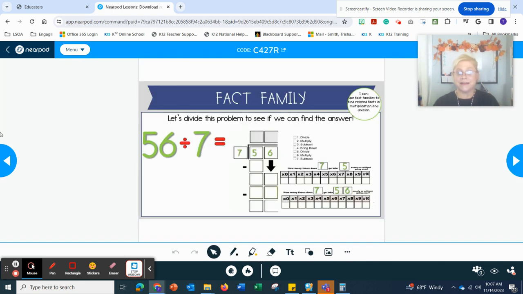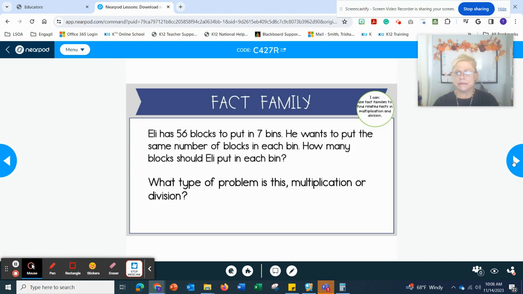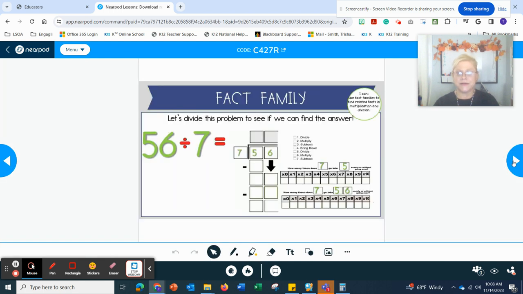So what happened? We skipped a slide. I don't know what happened to the slide. Nearpod is deleting slides. So what we're going to do is divide 7 into 56.